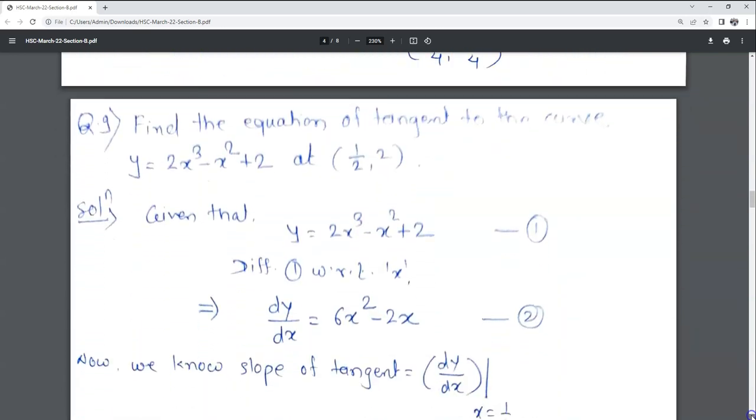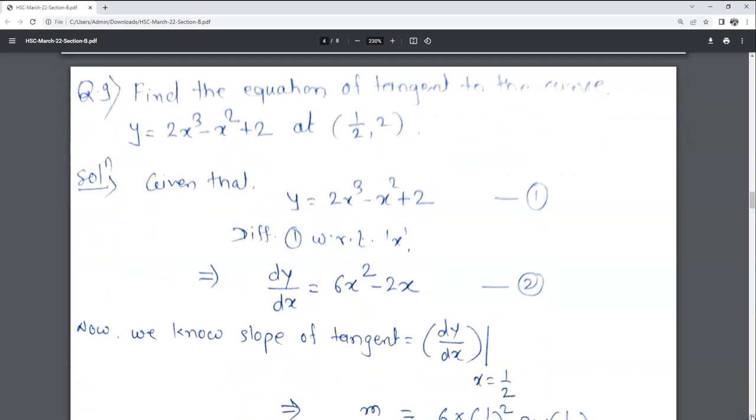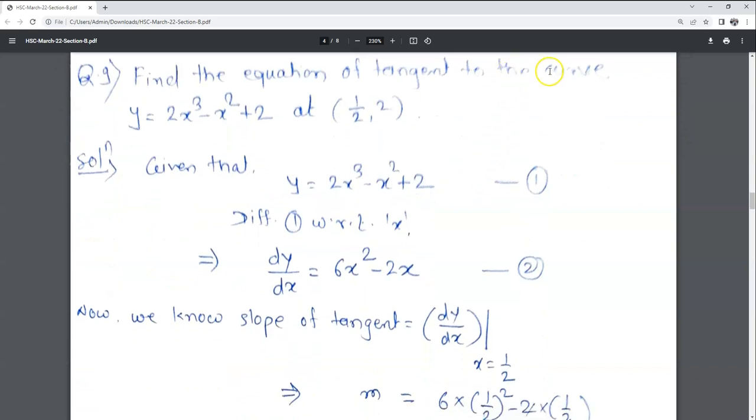Question number 9. They are saying find the equation of the tangent to the curve y is equal to 2x cube minus x square plus 2 at (1/2, 2). See, now we have to find the equation of the tangent. A curve is given, y is equal to 2x cube minus x square plus 2, and we have to find the equation of its tangent. Whenever there is a tangent, right, it basically deals with some slope.